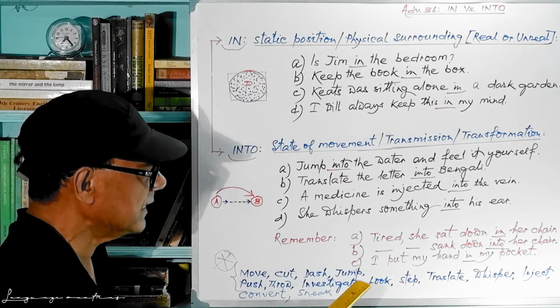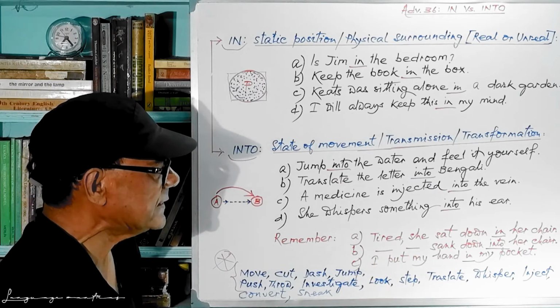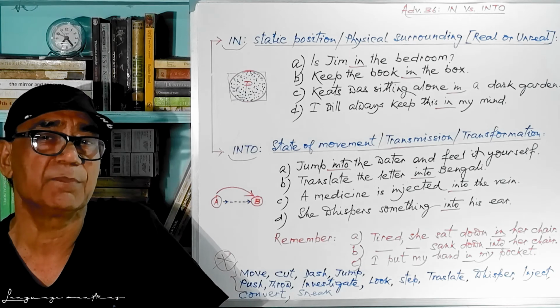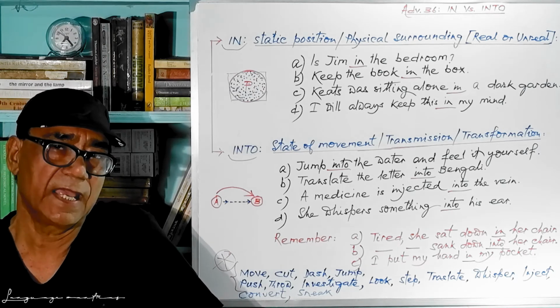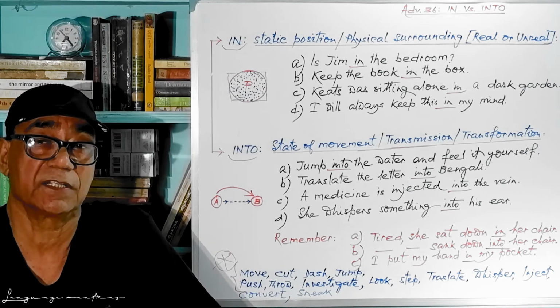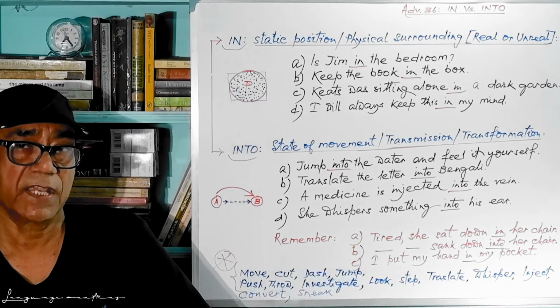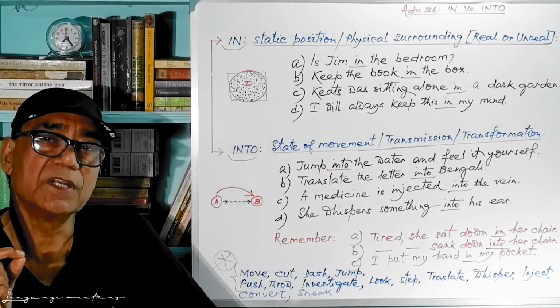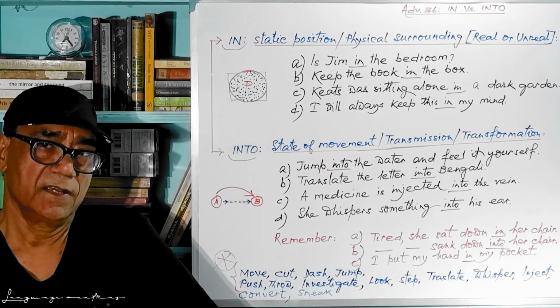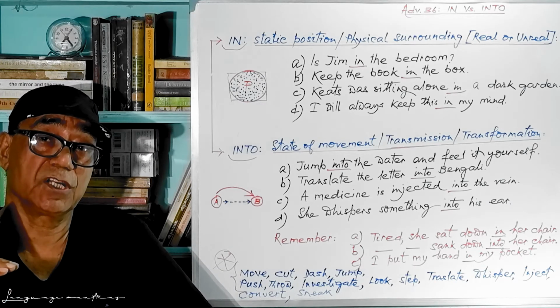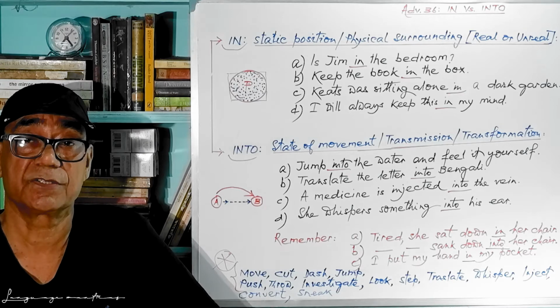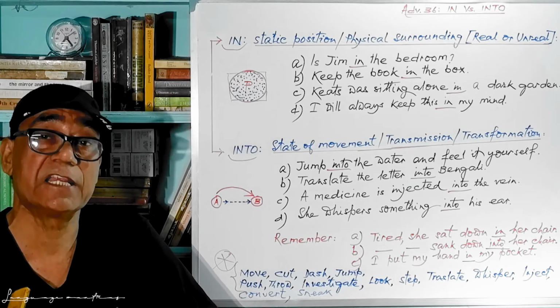But in the second sentence, tired, she sank into her chair. That means she didn't have control. And it is a kind of dislocation. In the first case, it is not a dislocation. But in the second case, it's a kind of dislocation. Her inability to stand alone. She couldn't stand. She almost fell down.